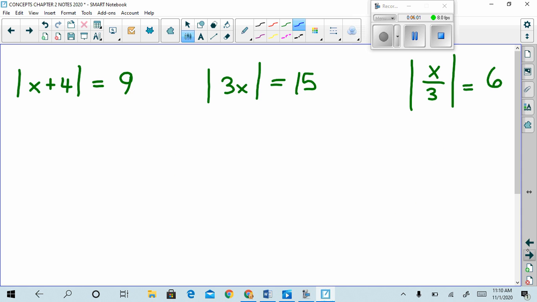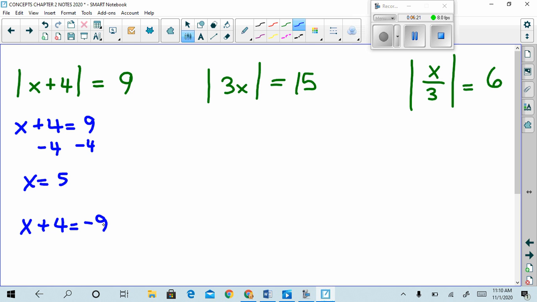Remember, we could have one step as well. Here's a couple one steps. Always remembering to solve twice, whether it's a one step or a two step. Subtract 4, and you get x is equal to 5. Solve again. X plus 4 equals negative 9. See what you get. This one is a multiplication, so I'm going to divide by 3. And I get x is equal to 5, and we have to solve twice.